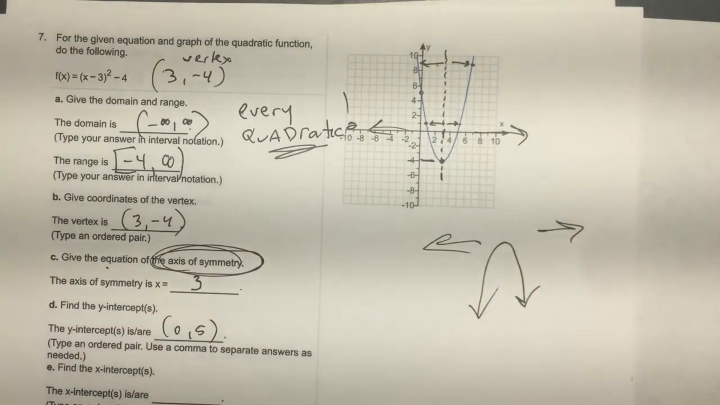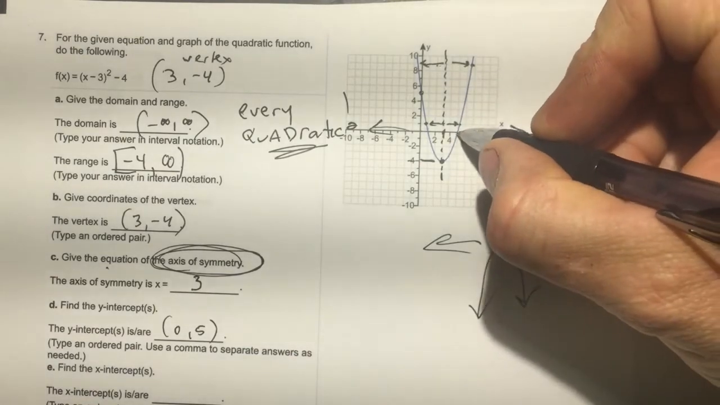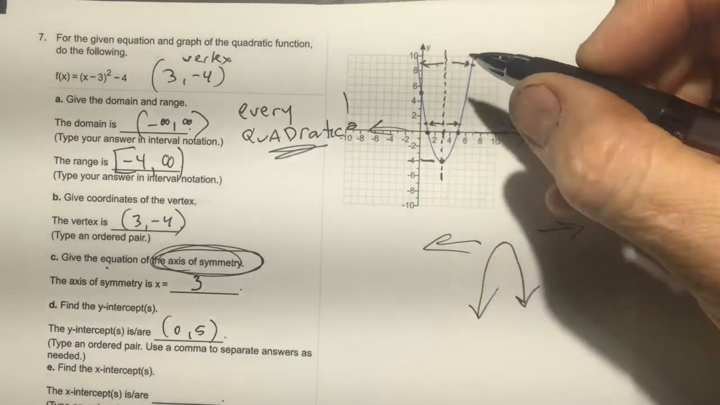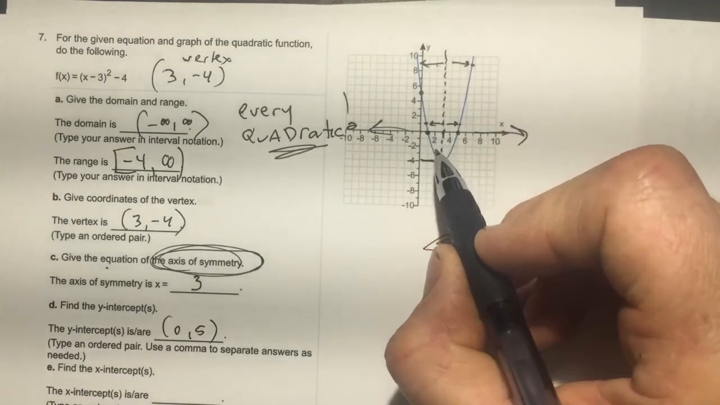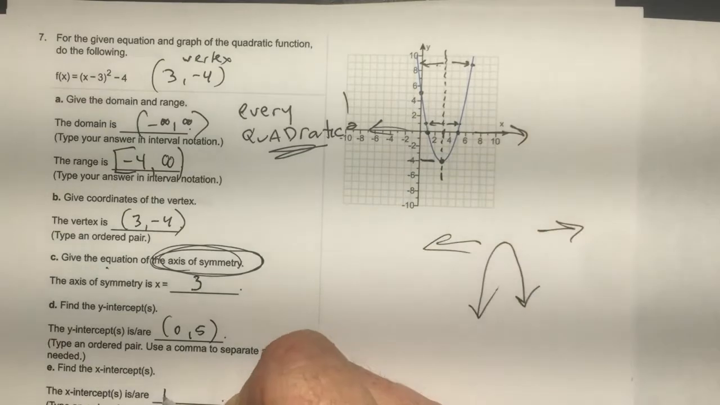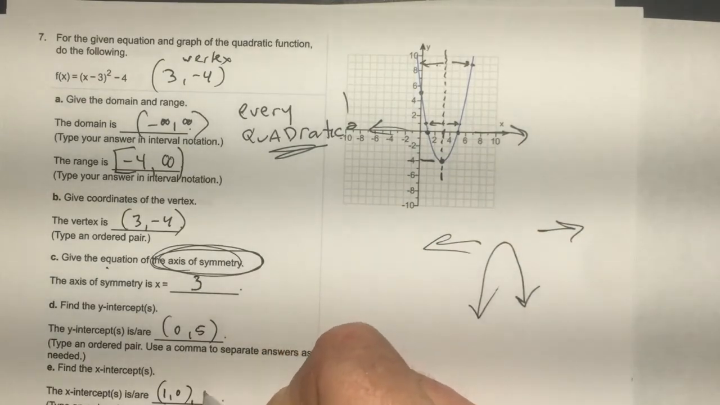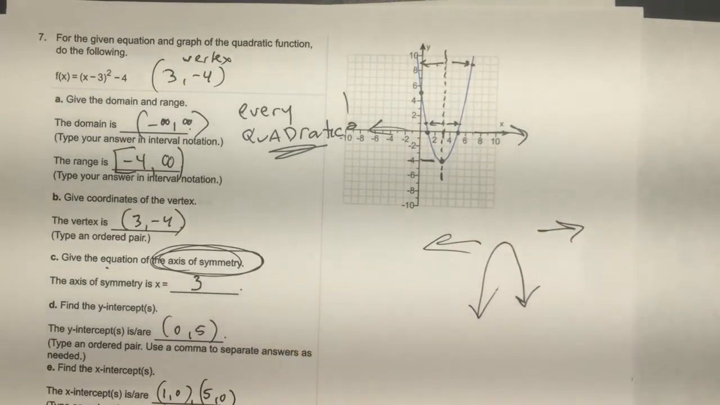And then it says find the x-intercepts. All right, the x-intercepts right here and here are my x-intercepts when it crosses the x-axis. This looks like 1, 0, and this looks like 5, 0. So 1, 0, 5, 0. And you'll have to type it in like that.